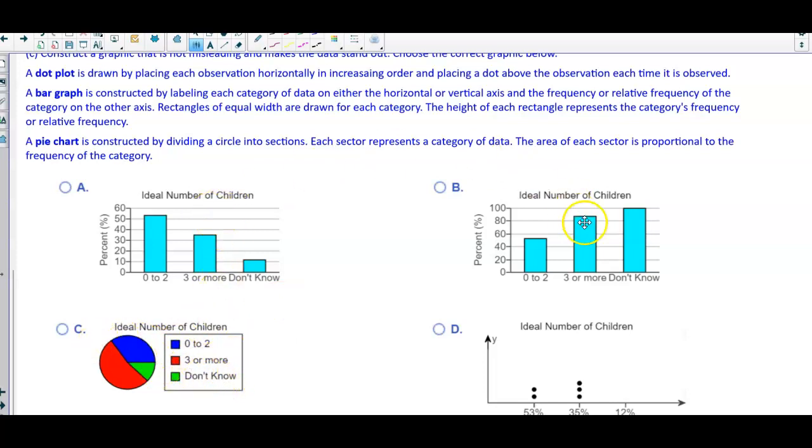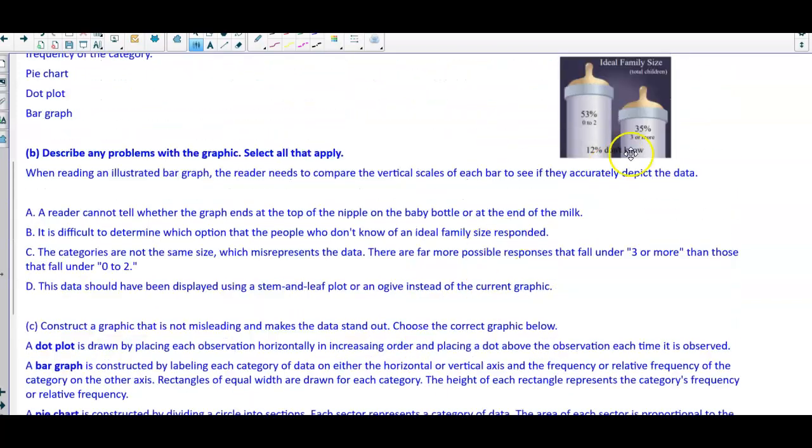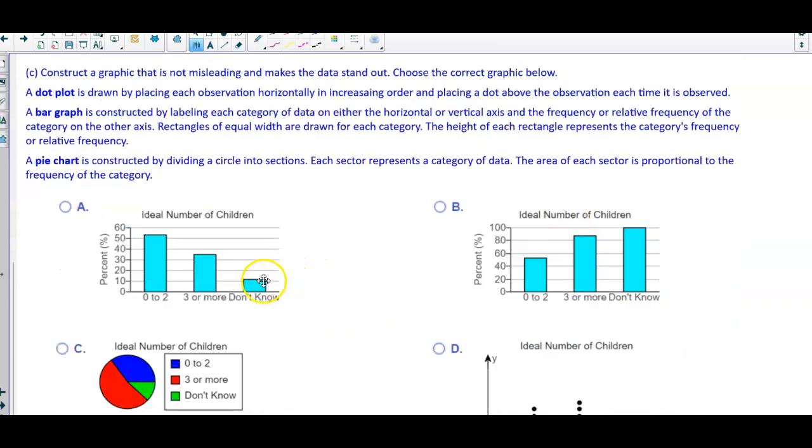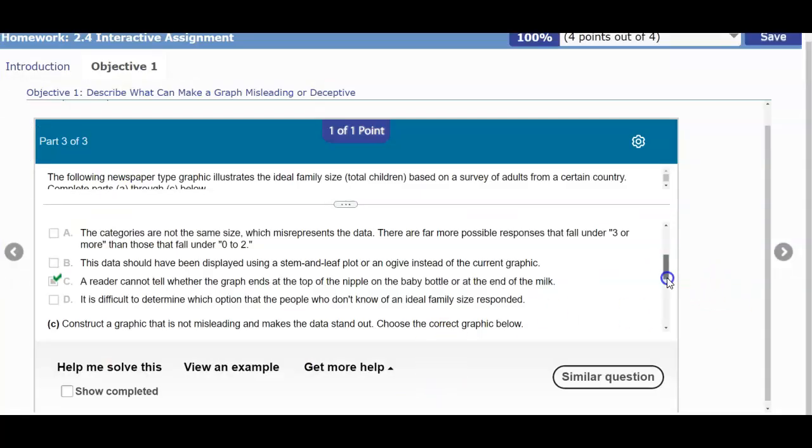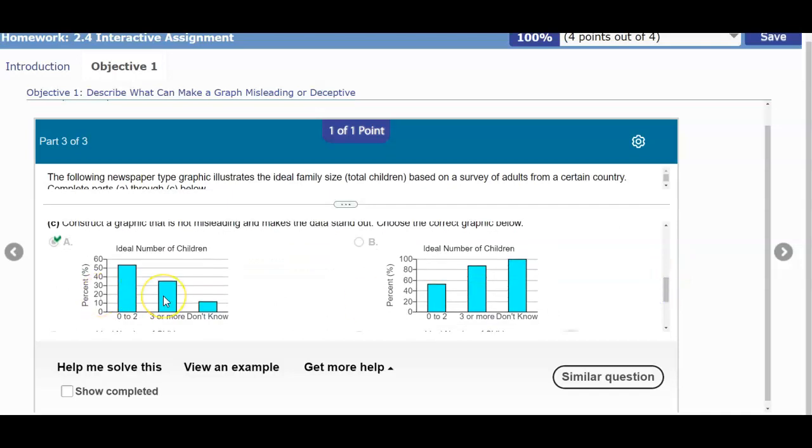So it's either going to be A or B, but then we need to determine, okay, which one is this going to represent? Well, 0 to 2 is 53%, 3 or more, I believe, was at 35%, and 12% didn't know. So it looks like part A represents the right graphic. So we're going to choose A to be our graphic.